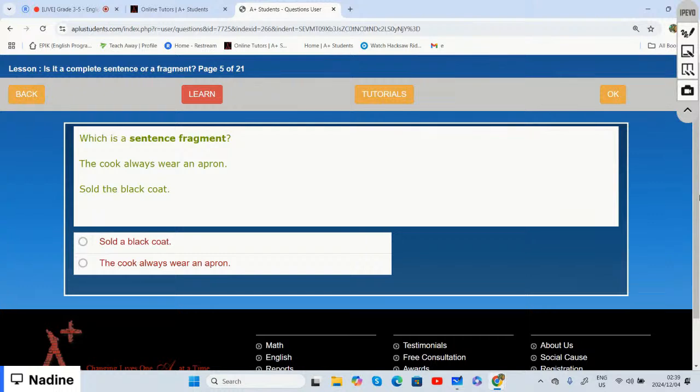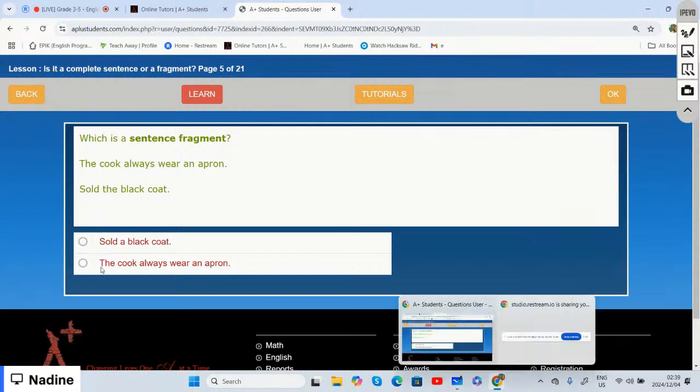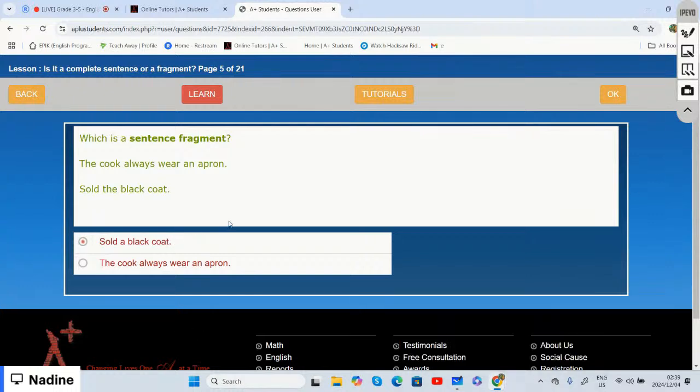All right, and if we were to select the sentence fragment, then we will choose option one. Yes, well done. Because it just says sold a black coat. Now the question is, who sold a black coat?